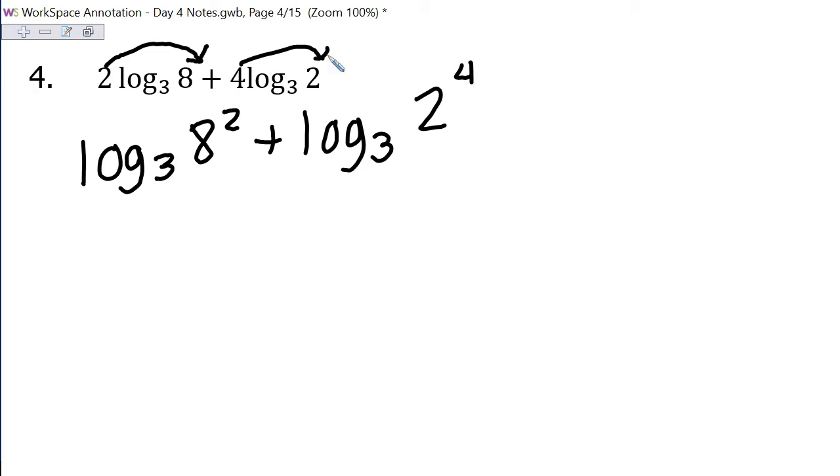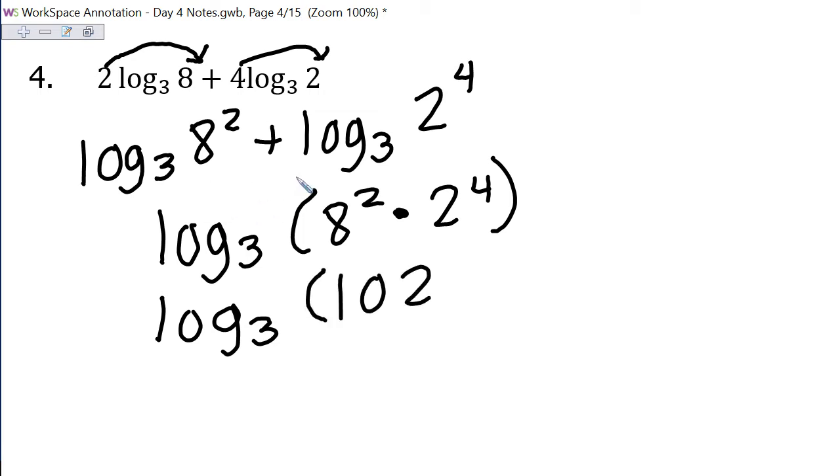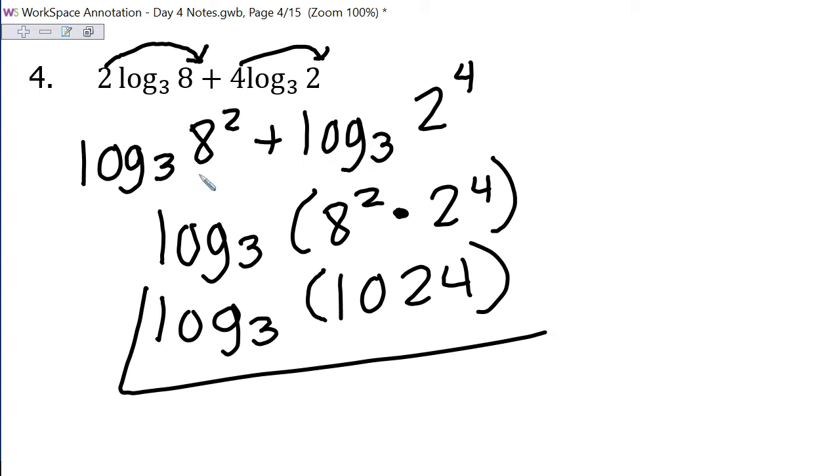Now if I have addition, what do I change it to? Multiply. So this would be log base 3, and now I need to multiply 8 squared times 2 to the 4th. And I can just put that in the calculator. Oh, I don't have my calculator up. Well, 8 times 2 is 64... 1024. Now, do I need those parentheses? No. But if you have them, that's fine. They're just extra. You don't need them. You only needed that for the multiplication or division. But once you get it down to one number, it's not necessary.